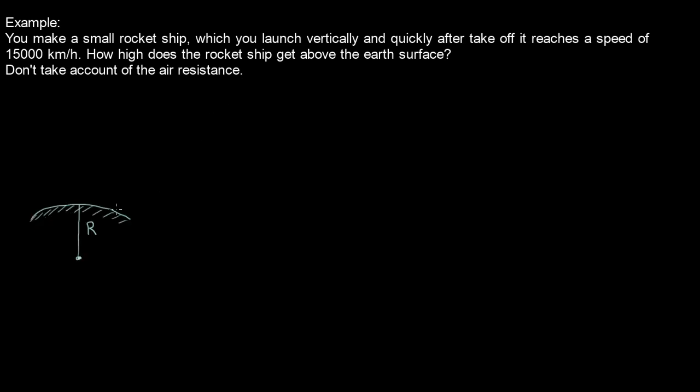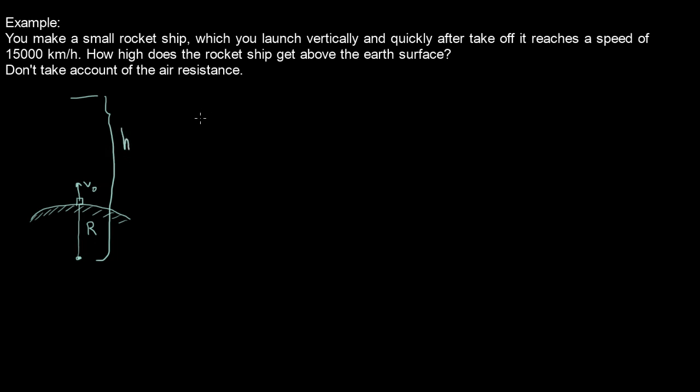Let's say this is the surface of the ground and the radius of the Earth is r. The rocket ship is launched from here and the initial velocity is v0. It reaches a height here where the distance to the center of the Earth is, let's say, h.